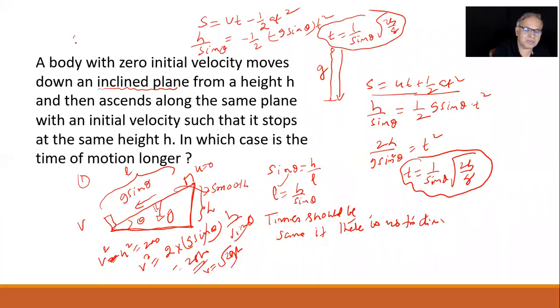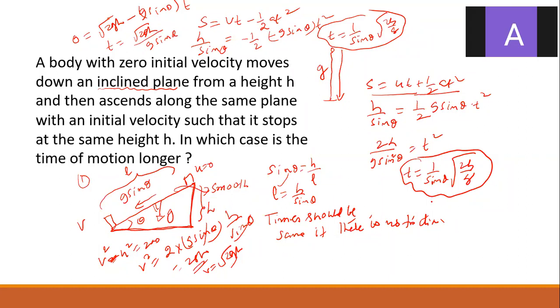Final velocity is 0. 0 equals u, where u is root of 2gh, minus a, which is g sine theta, into t. Write properly. Velocity is root 2gh. 0 minus g sine theta into t. So the total t will be root of 2gh by g sine theta. The same thing you got: 1 by sine theta into root of 2h by g.